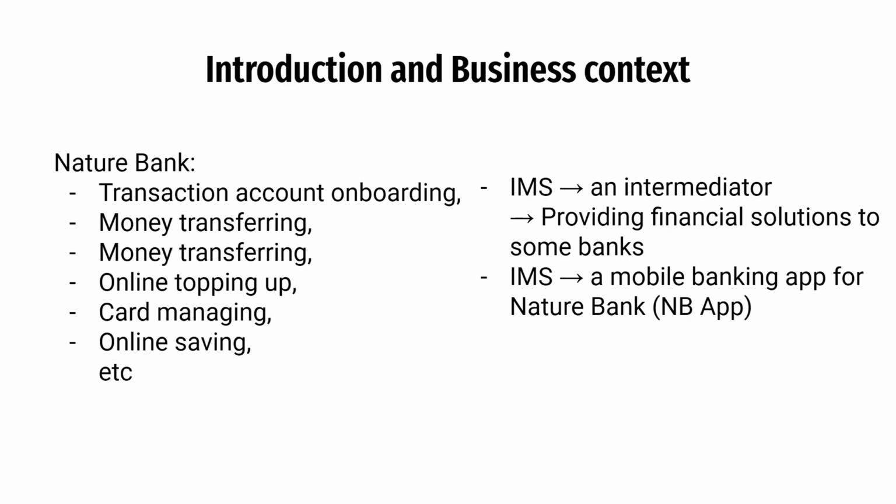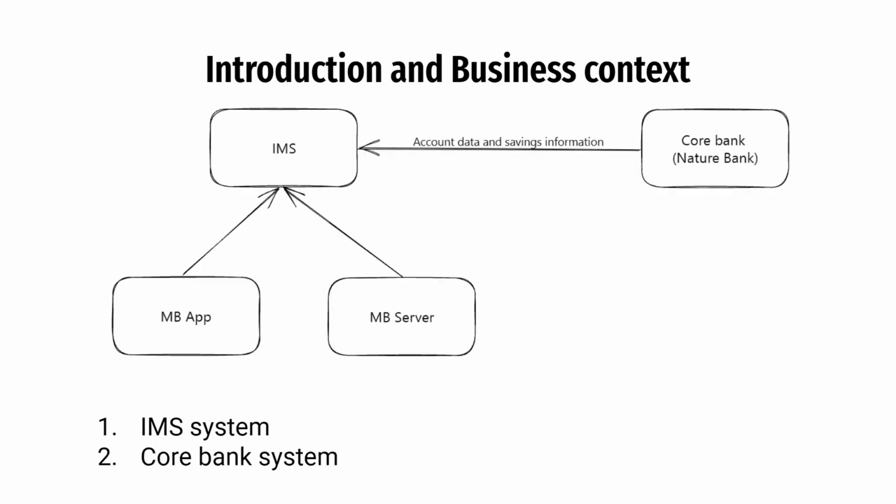And IMS is an intermediary between the bank and customers using the app. It provides some financial solutions to the banks in the local area. IMS is currently building a mobile app for Nature Bank. This is the NB app. And this is the business context, IMS and core bank. IMS will get data from the core bank, such as account data and savings information.